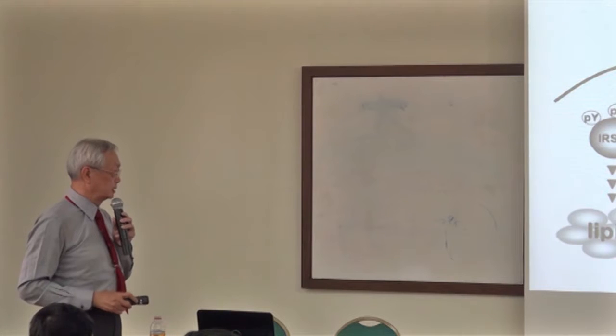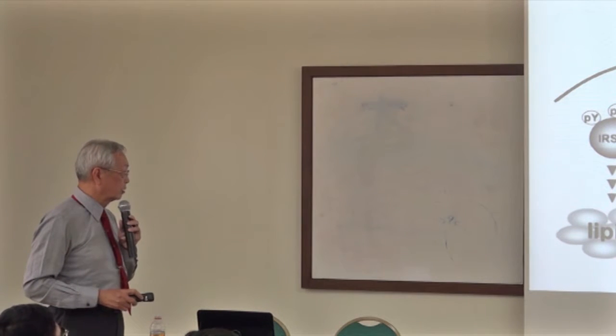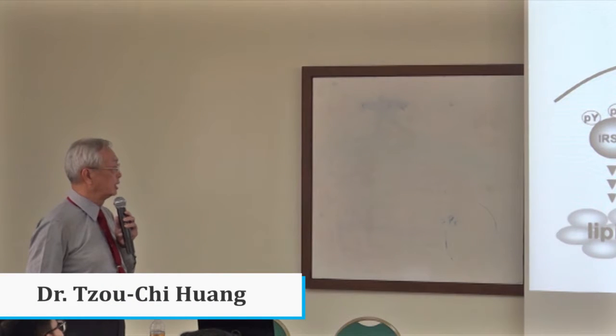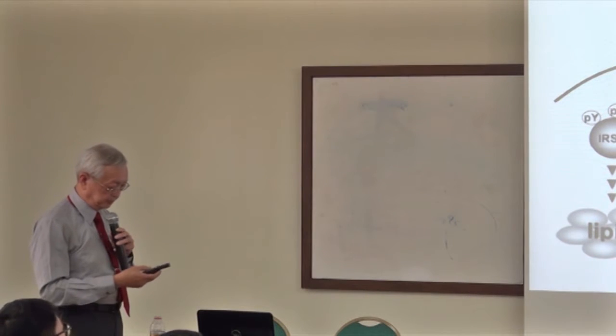So for all other complications, the major tissues are liver and muscle. This is the hyperglycemia.